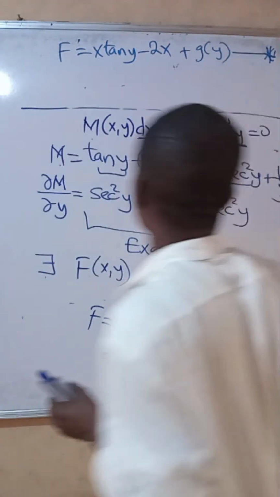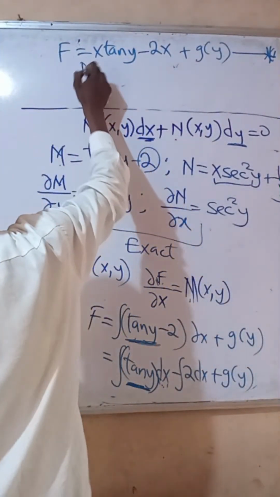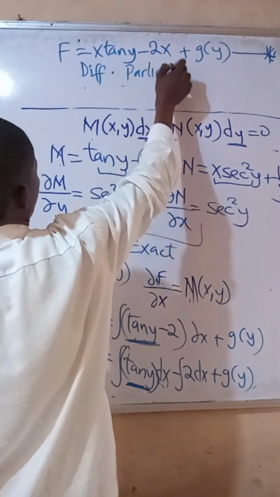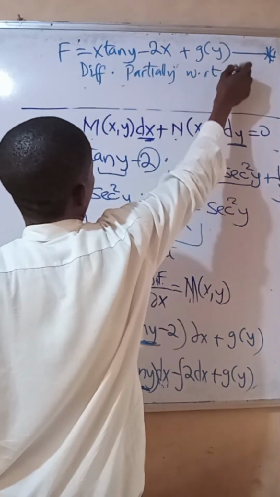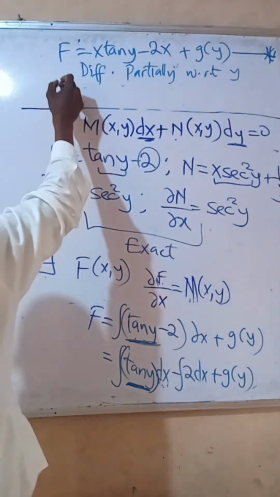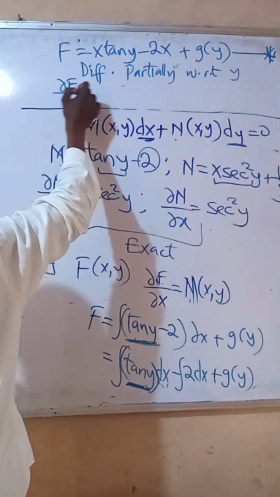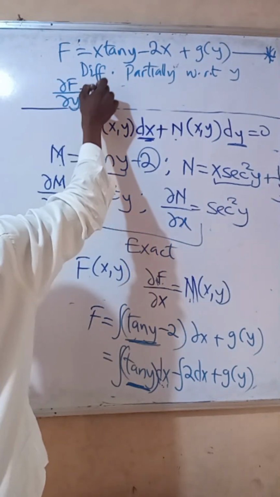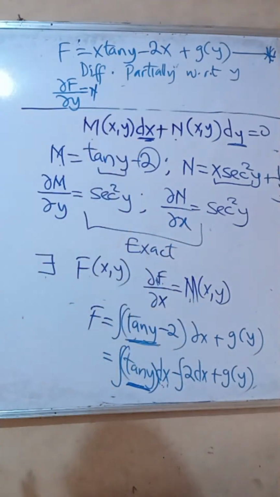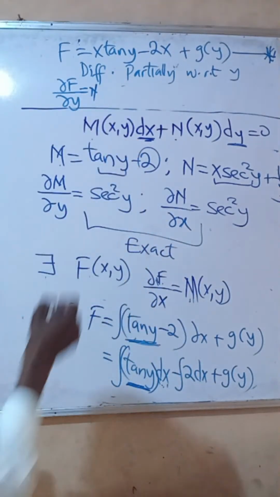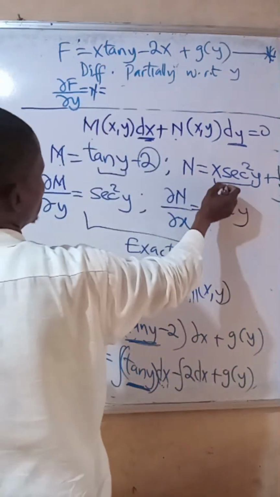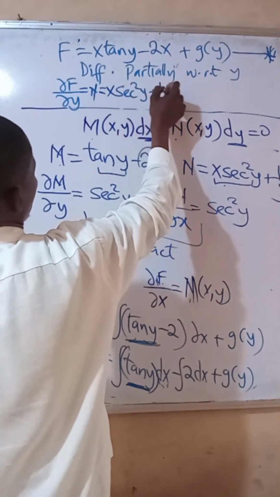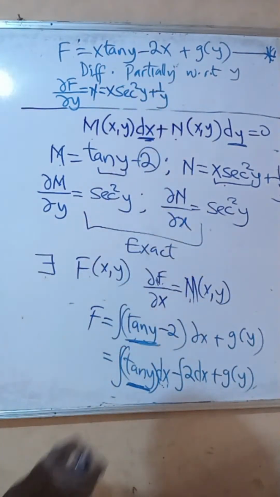Then differentiate this one partially with respect to y. So I'm going to have del f over del y equal to N. And we have the value for N. My N is this one, plus 1 over y. That's my N.